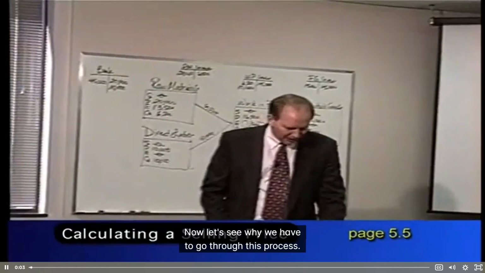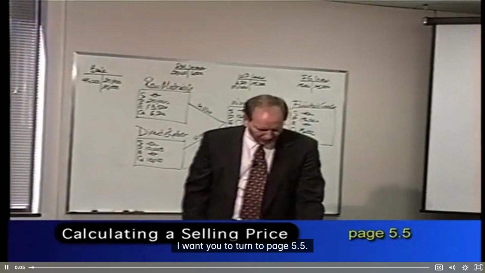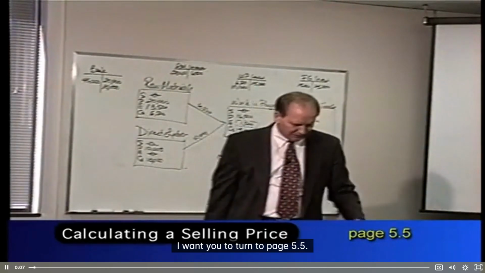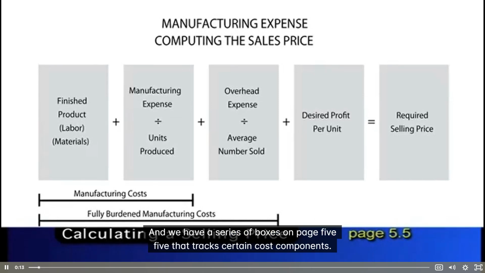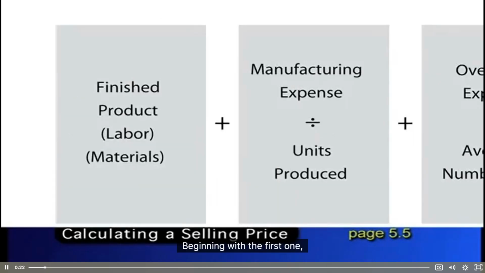Now let's see why we have to go through this process. I want you to turn to page 5.5. Let's look at our example here, and we have a series of boxes on page 5.5 that tracks certain cost components. Beginning with the first one, find the box that says finished product, labor, materials. Do you see that? We're just talking about direct labor and raw materials there.